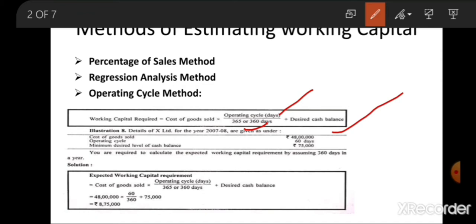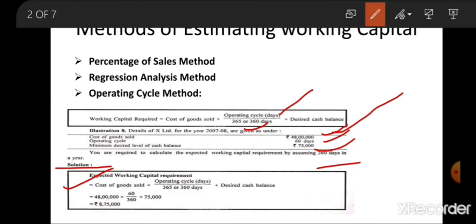For example, sale is given, your cost of goods sold is given, your operating cycle is given, and the minimum desired level of cash balance is given. So you have to calculate the working capital requirement by assuming 360 days in the year. So estimated working capital requirement equals cost of goods sold into operating cycle, that is days, divided by 365 or 360 days, plus desired cash balance, right?